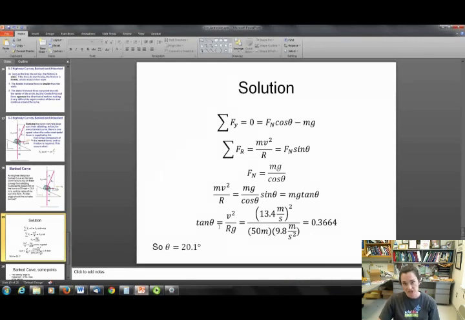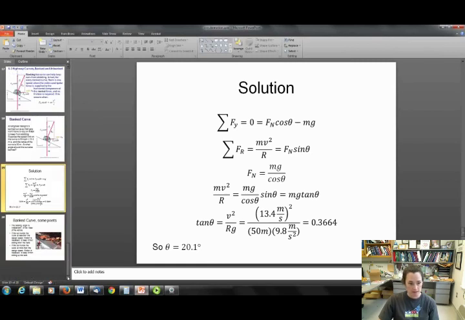So if I solve for tangent of theta, v squared over rg, in this case, plugging in the numbers that I have for this problem, I get a tangent of theta is 0.3664. And so if I take the inverse tangent to find the angle, I get 20.1 degrees. Okay? So they bank that curve at 20.1 degrees, and then they don't need friction.